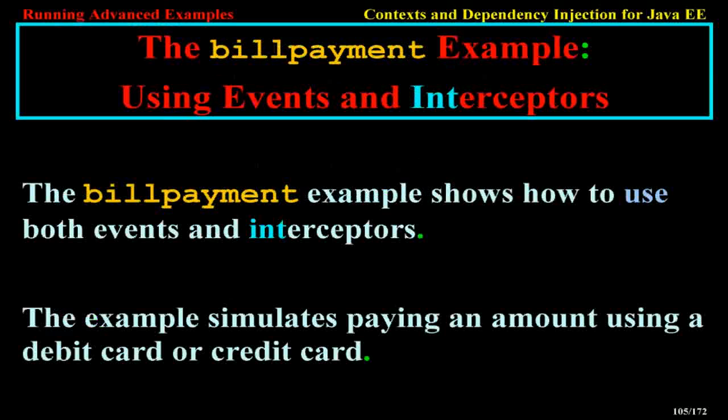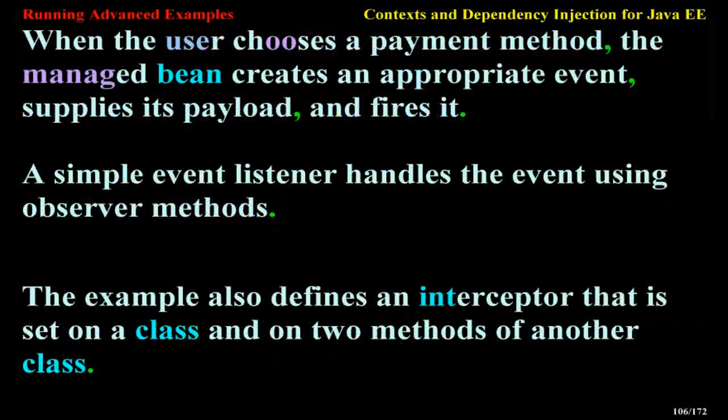The bill payment example: using events and interceptors. The bill payment example shows how to use both events and interceptors. The example simulates paying an amount using a debit card or credit card. When the user chooses a payment method, the managed bean creates an appropriate event, supplies its payload, and fires it. A simple event listener handles the event using observer methods.